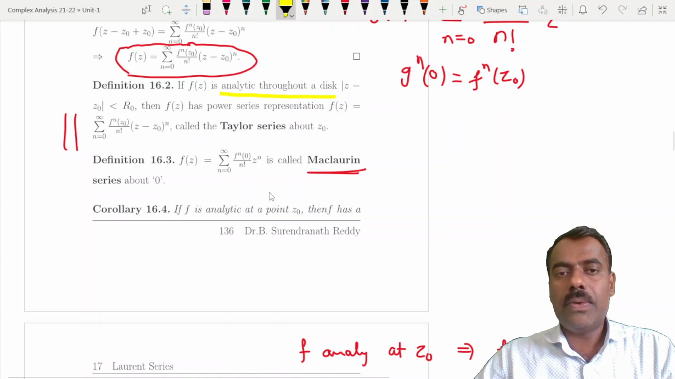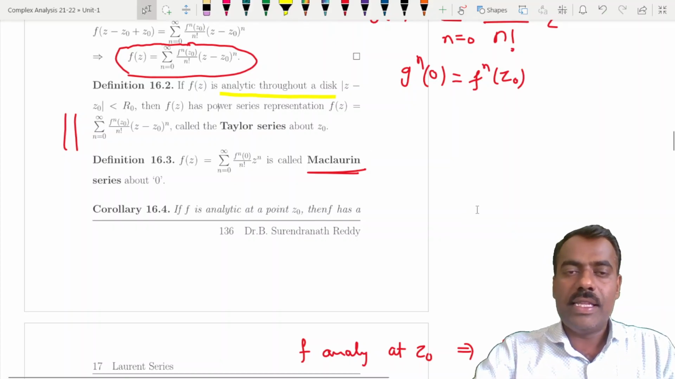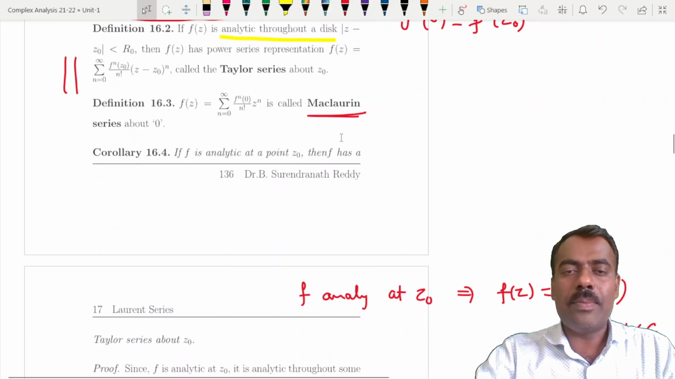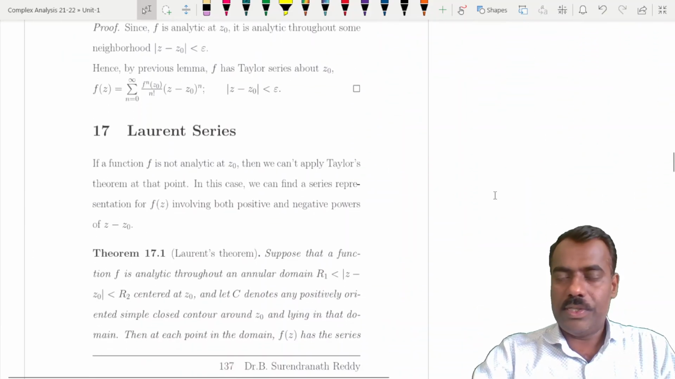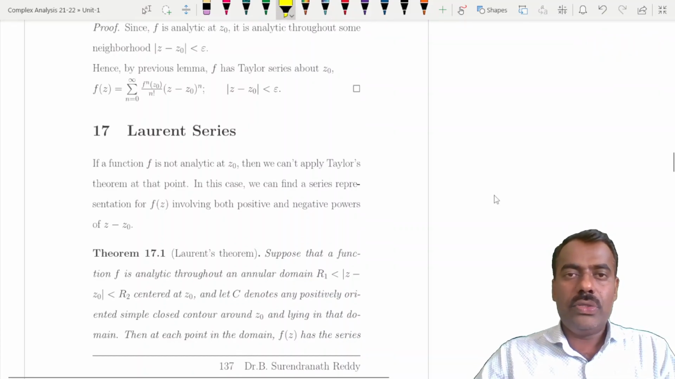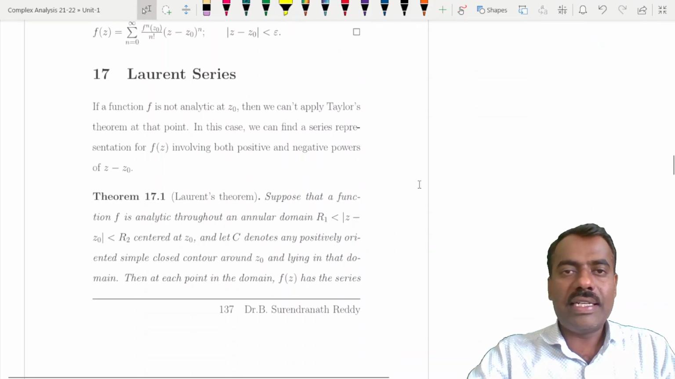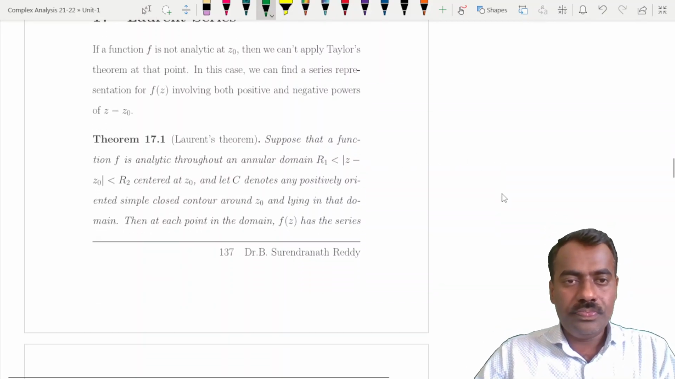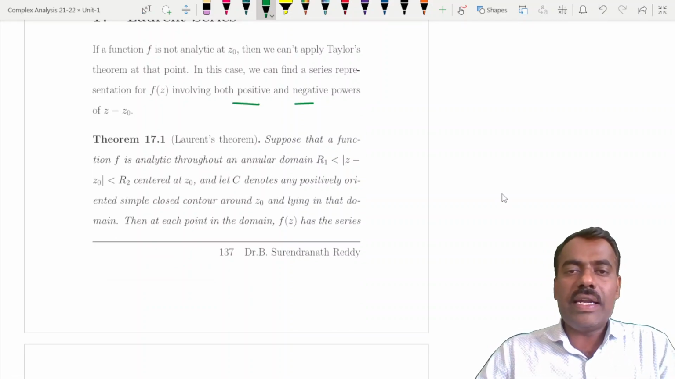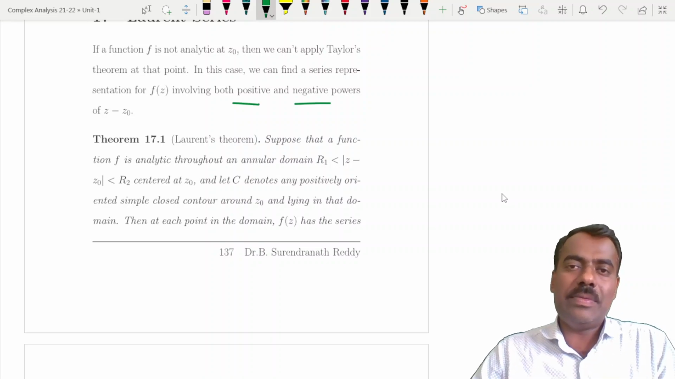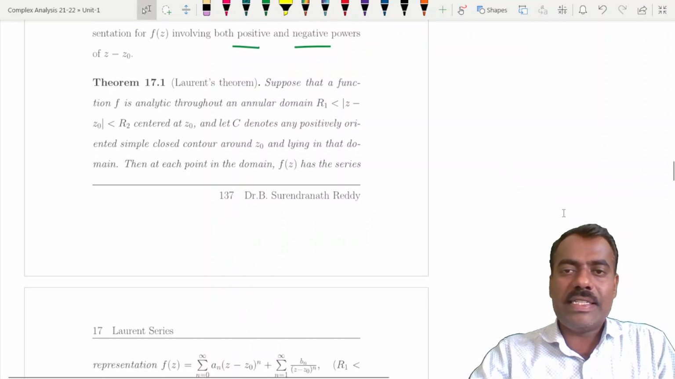throughout a disk, what happens if f is not analytic? That means what happens if f is not analytic at a point? Then can we have some power series, some type of representation for our f of z? Okay, that is still possible, and it is due to Laurent, and we call that series the Laurent series. What it says is that in that case, f of z involves both positive and negative powers of z or z minus z naught.